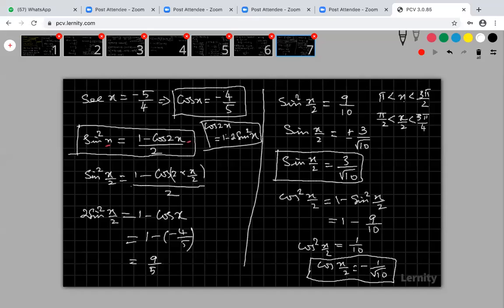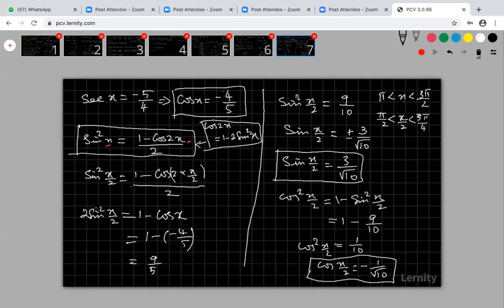So cos 2x is equal to 1 minus 2 sin square x. From this, I am deriving this: my sin square x is equal to 1 minus cos 2x by 2. For sin square x by 2, here replace x by 2, here also x by 2, here also x by 2. The 2s cancel, I'm getting x.